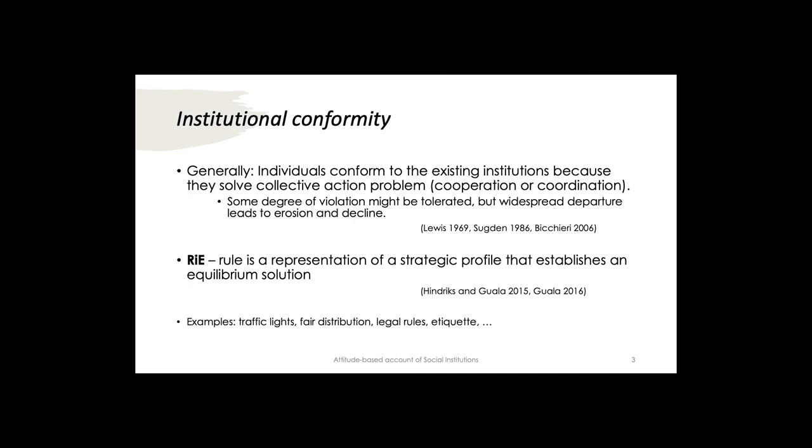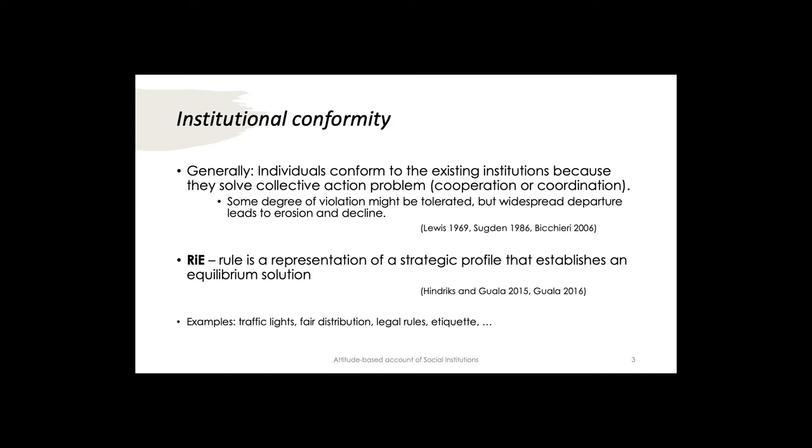Many researchers recognize that benefits of social institutions rest heavily on the fact that individuals conform to institutions because they solve the collective action or coordination problems where one's decision depends on the expected behavior of others. It holds that some degree of violations might be tolerated in specific cases, for instance, when deviations might produce innovations, as in the field of art or technology. The presence of widespread departure from the institutional standards leads to their erosion and decline.